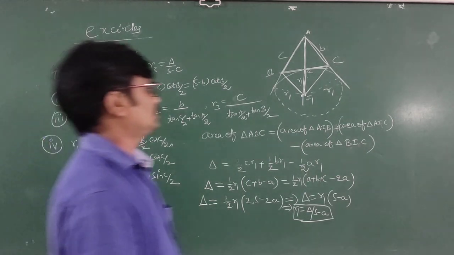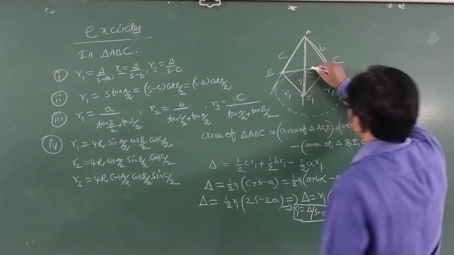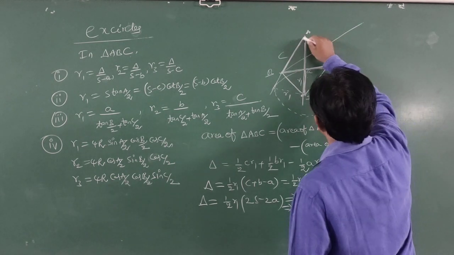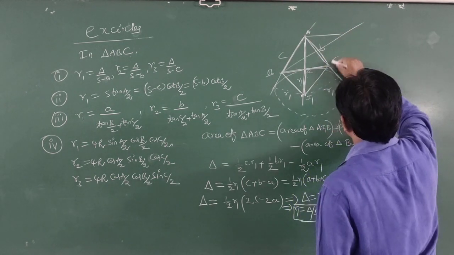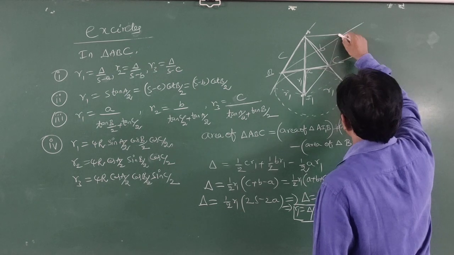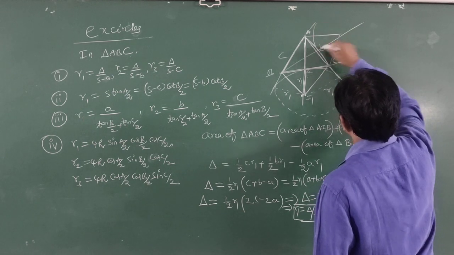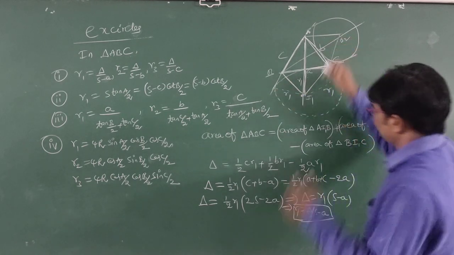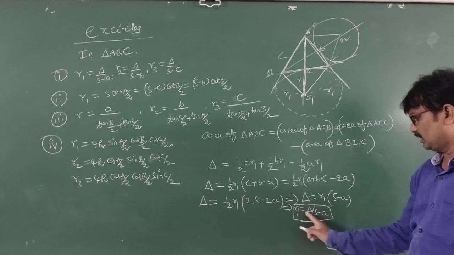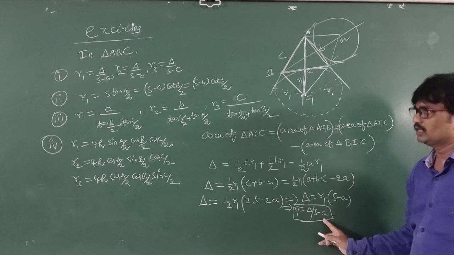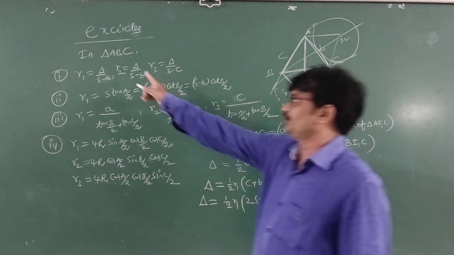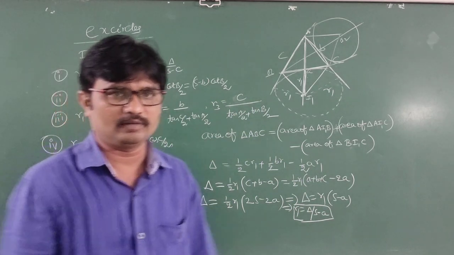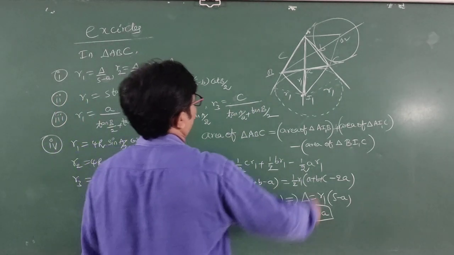When we are taking the excircle, suppose this is the internal angular bisector. This is what, students? External angular bisector. This is another external angular bisector. This is I2. So when we are taking I2, then R2 we got delta by (S minus B). Similarly, we can prove R2 equal to delta by (S minus B) and also R3 equal to delta by (S minus C).